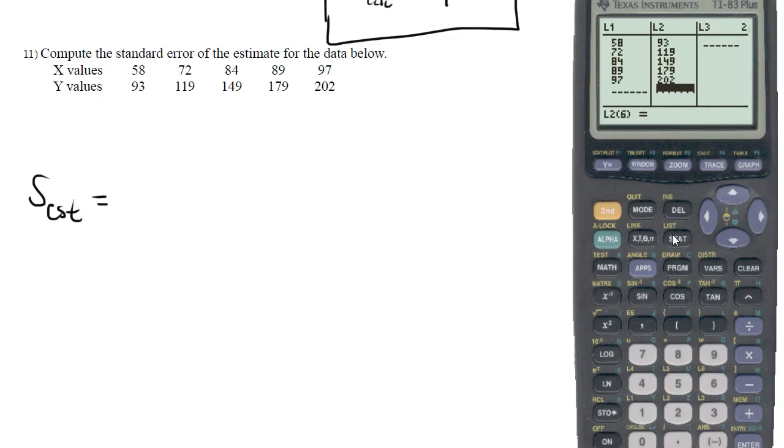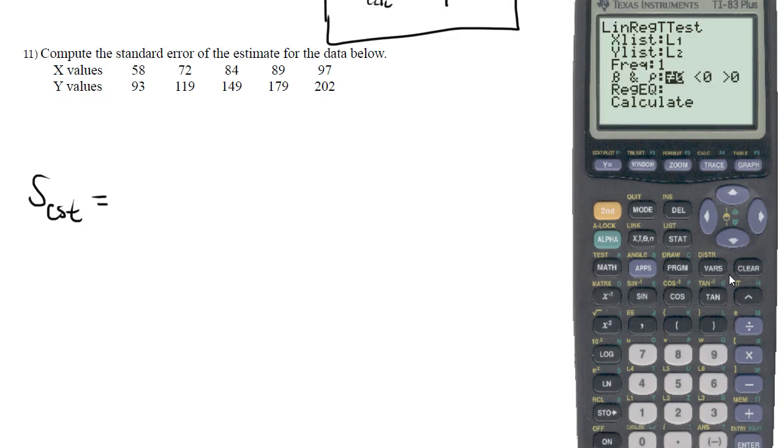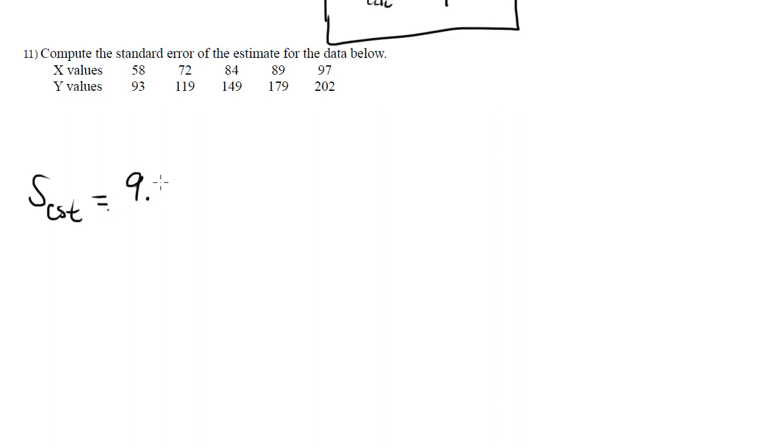Okay, and I'm going to go to stat, tests, do the linear regression t-test. I believe that's letters C or D or E. There we go. X values in L1, Y values in L2. Calculate. And when I scroll down, there's my standard error of the estimate, 9.383. And there we go.